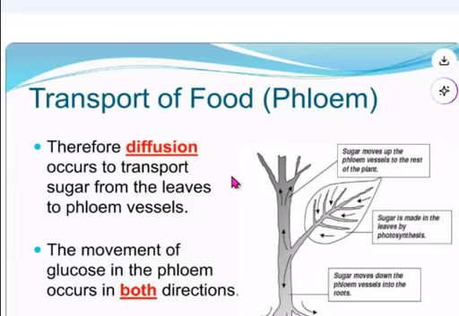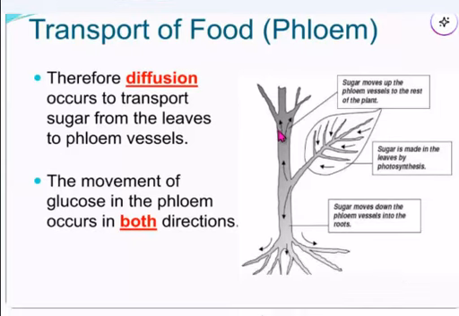The movement of glucose in the phloem occurs in both directions. Sugar moves up the phloem vessel to the rest of the plant. Sugar is made in the leaves by photosynthesis. You can see that diagram.